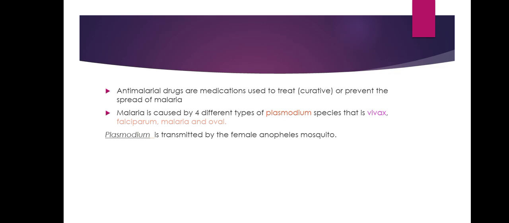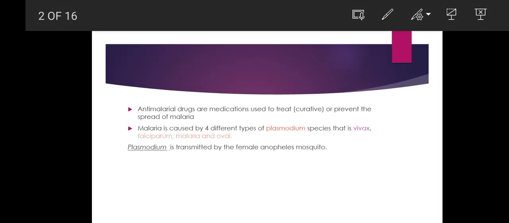So the life cycle of malaria takes place in two distinct hosts. We have man, who is the intermediate host, and we have the female Anopheles mosquito, which is the definitive host.